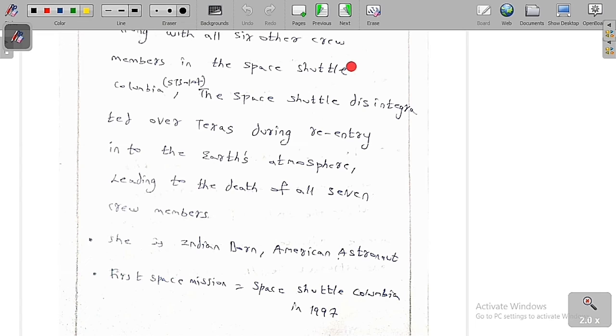All 6 other crew members in the Space Shuttle Columbia, STS-107, died when the shuttle disintegrated over Texas during re-entry into the Earth's atmosphere, leading to the death of all 7 crew members. She is an Indian-born American astronaut, and her first space mission was the Space Shuttle Columbia in the year 1997.